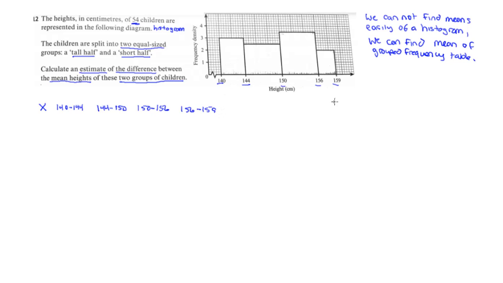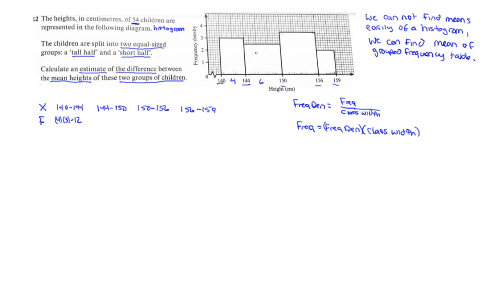Now what I need is the frequencies, and the histogram has frequency densities. But if I remember the formula for finding frequency density, all I've got to do is rewrite it so frequency is by itself, and I can find frequency by multiplying the frequency density times the class width. In this case, it's going to be 4 times 3, that's 12.